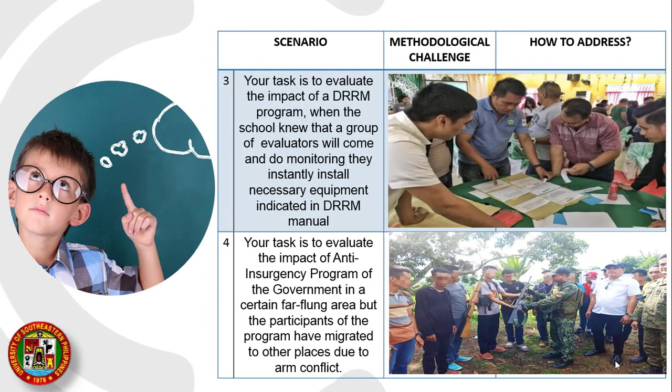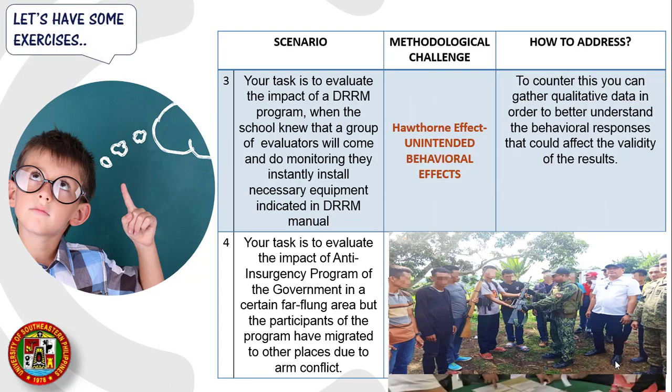Another exercise. The scenario is, your task is to evaluate the impact of the DRRM program. When the school knew that a group of evaluators would come and do monitoring, they instantly installed necessary equipment indicated in the DRRM manual. What do you think is the scenario or the problem? The challenge is under the Hawthorne effect, unintended behavioral effects.